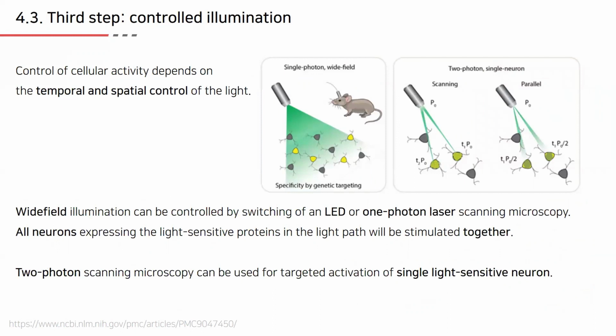Accurate control of cellular activity depends on well-defined temporal and spatial control of the light. Wide-field illumination can be controlled using an LED or one-photon laser scanning microscopy, and all of the light-sensitive cells in the light path will be stimulated together. On the other hand, two-photon scanning microscopy can be used for targeted activation of single light-sensitive neurons.